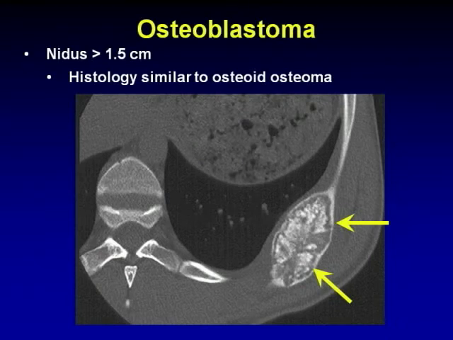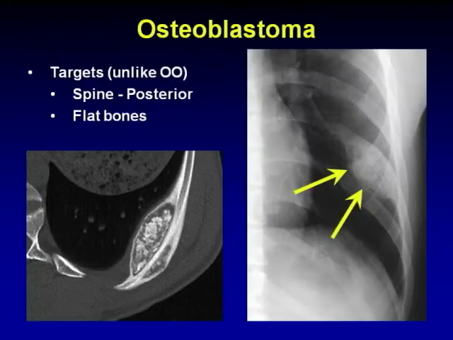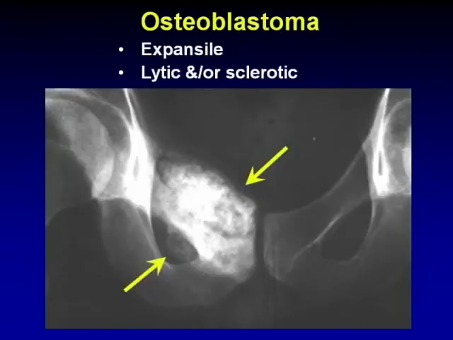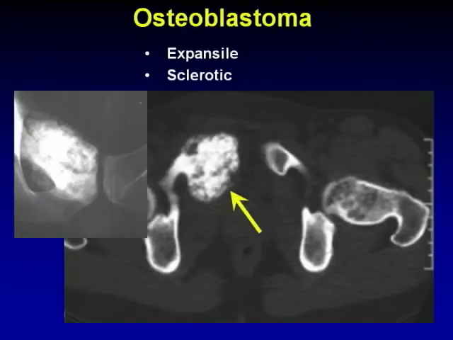Well, here, by definition, the nidus is greater than 1.5 centimeters. The histology is similar or the same as osteoid osteoma. With osteoblastomas, the target site is typically the posterior elements of the spine and flat bones such as the rib, as we see in this case of an osteoblastoma, with an osteoblastic matrix. Osteoblastomas are commonly expansile. They may be lytic and/or sclerotic. Here's one in which we see an osteoblastic matrix, a sclerotic matrix, involving the pubis.